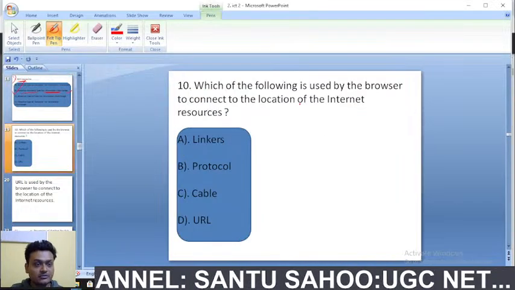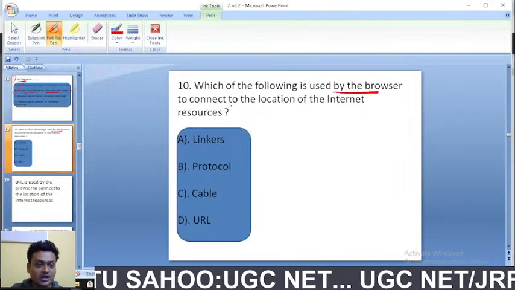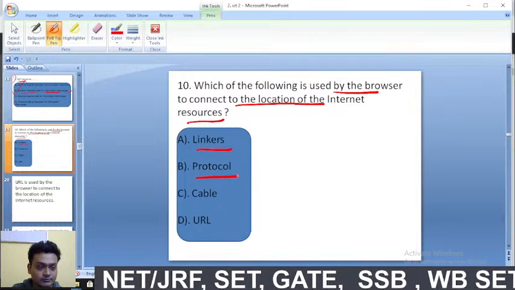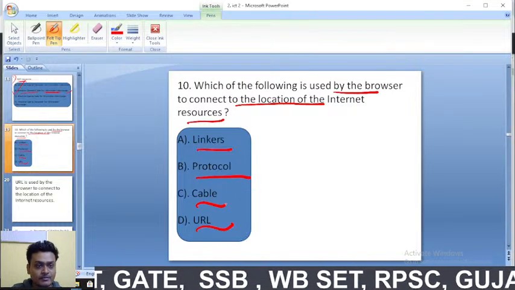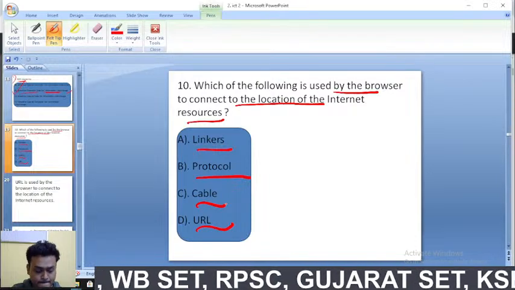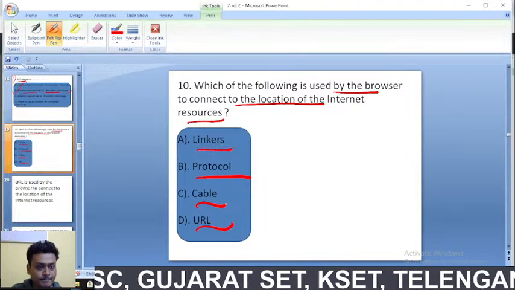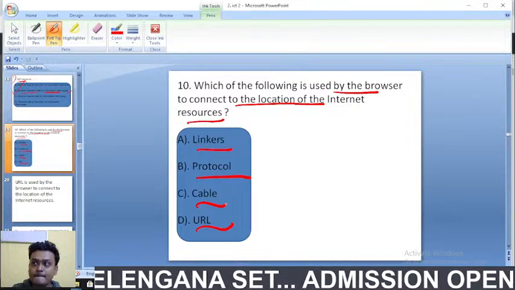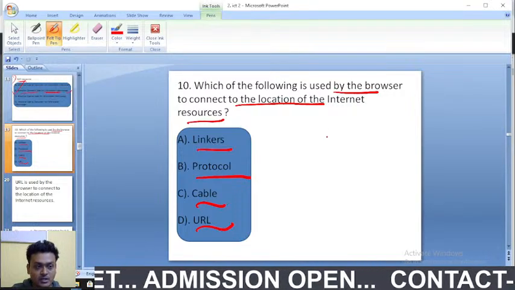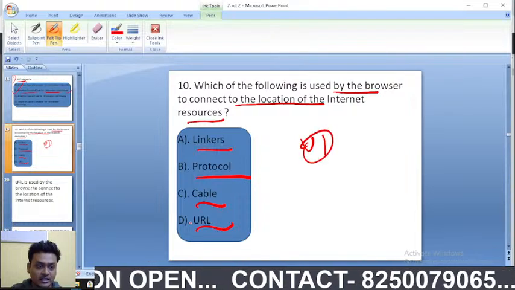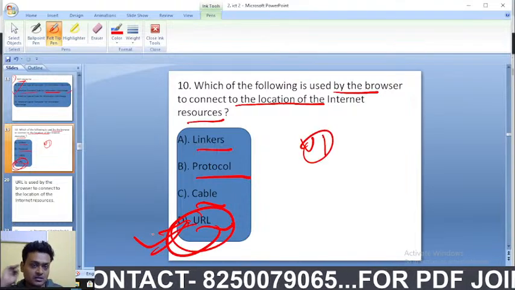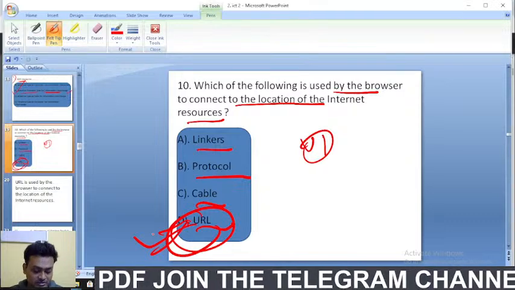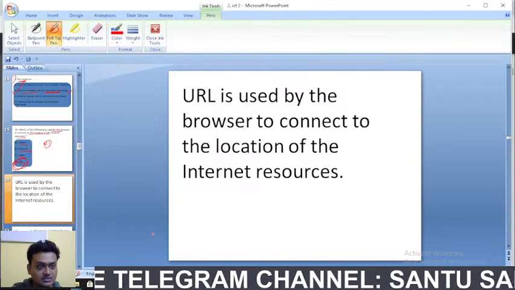Okay, Nipa. Which of the following is used by the browser to connect to the location of the internet resources? Linkers, protocol, cable, URL. That is uniform resource locator. URL, uniform resource locator. ब्राउजर क्या करता है, URL का यूज करता है to connect to the location of the internet resources. It's URL, uniform resource locator.